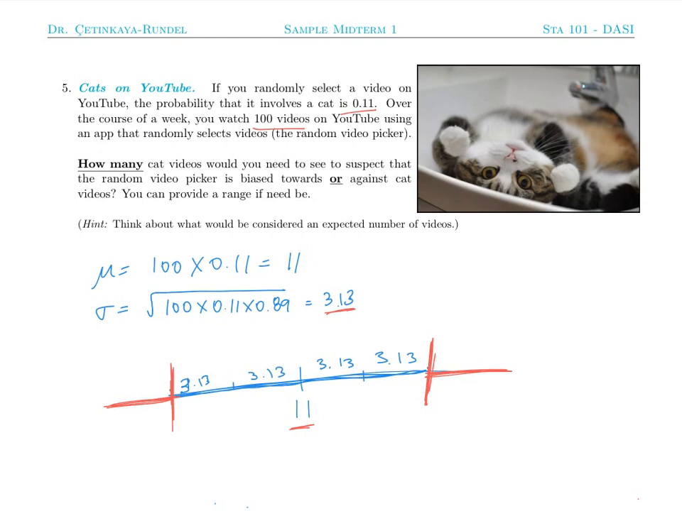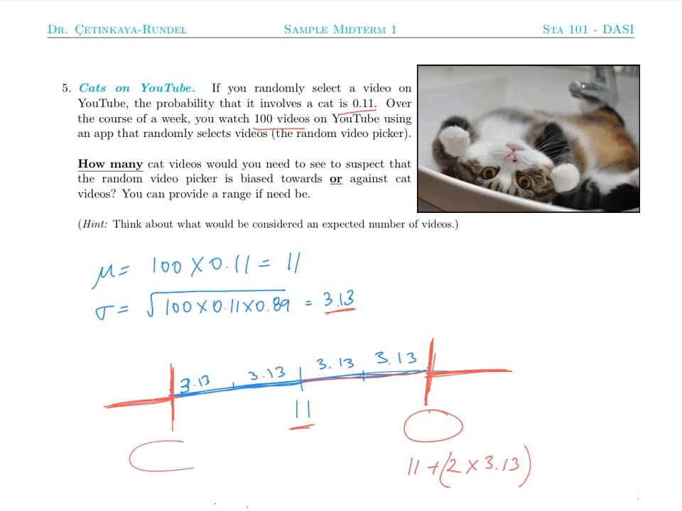Take a look at this graphic. We're saying anything within 2 standard deviations of the mean is okay. Anything beyond that is not okay. If 11 is here and I move 2 standard deviations away from it, how would I calculate this number? So 11 plus 3.13 plus 3.13, right? This would be 11 plus 2 times 3.13. Does that make sense? That's 2 standard deviations above the mean.